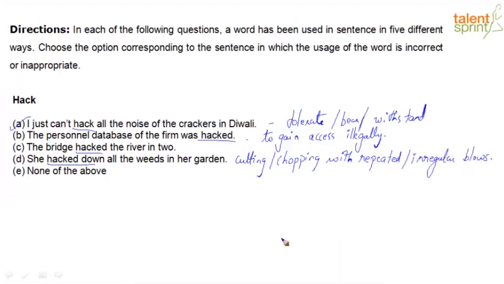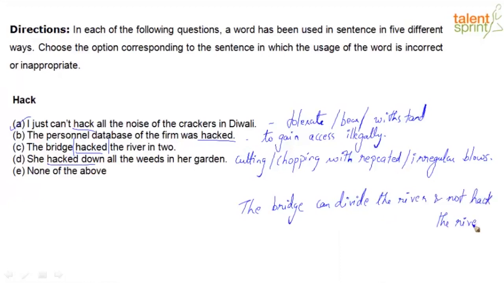So, which means, let's look at option C again. The bridge hacked the river in two. What can it mean? The bridge can't cut the river, right? It doesn't make sense. The bridge can divide the river in two, not hack the river in two. So here, the usage of this word hack is incorrect in option C. The bridge can divide the river, but not logically cut the river, right? Doesn't make sense. And not hack. So the context where the word is used incorrectly is option C. Not the bridge hacked the river in two, but the bridge divided the river in two. That makes more sense.